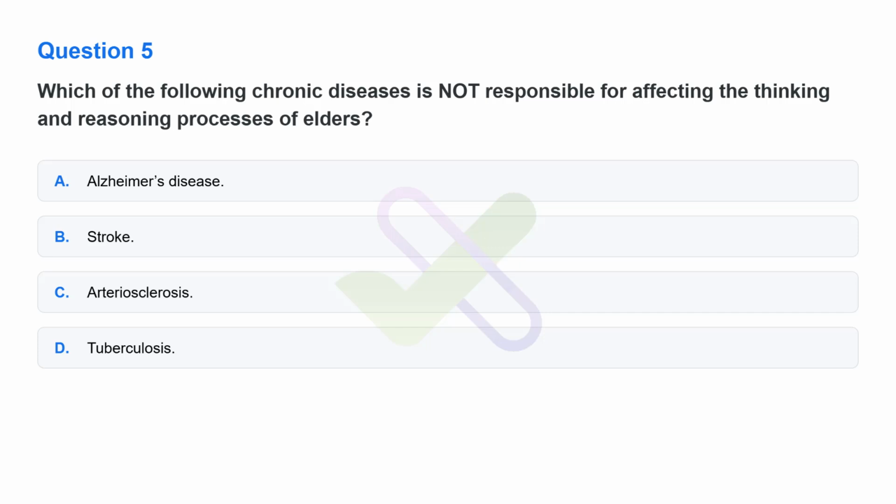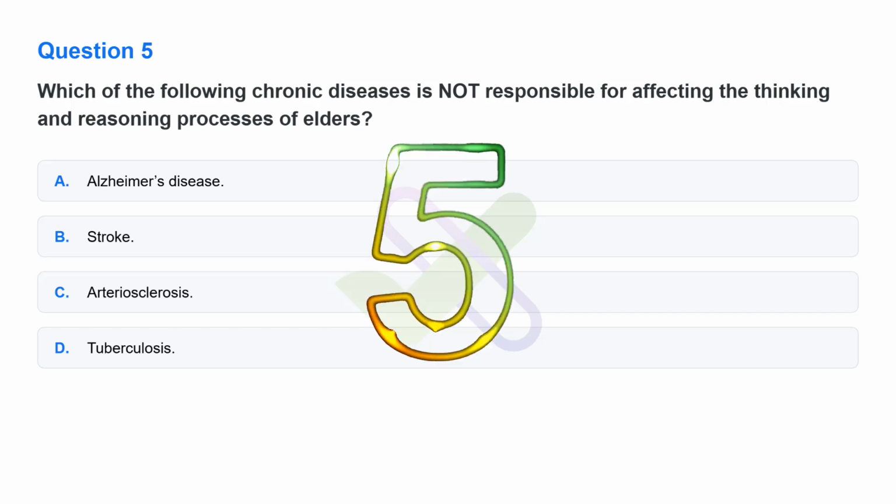Which of the following chronic diseases is not responsible for affecting the thinking and reasoning processes of elders? A. Alzheimer's disease. B. Stroke. C. Arteriosclerosis. D. Tuberculosis.